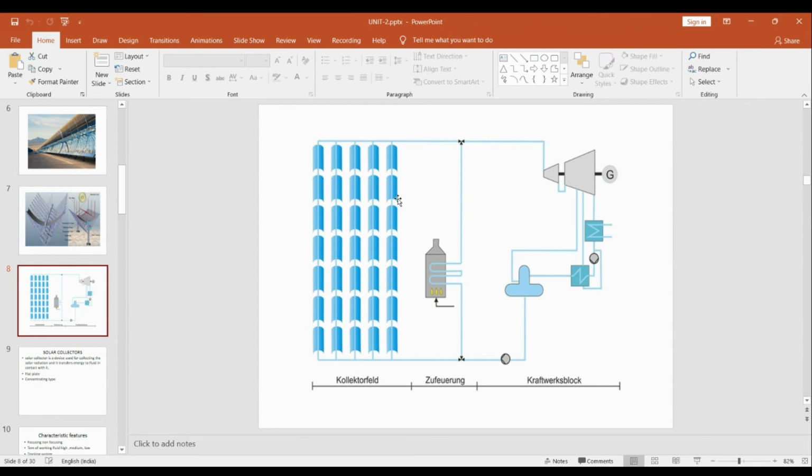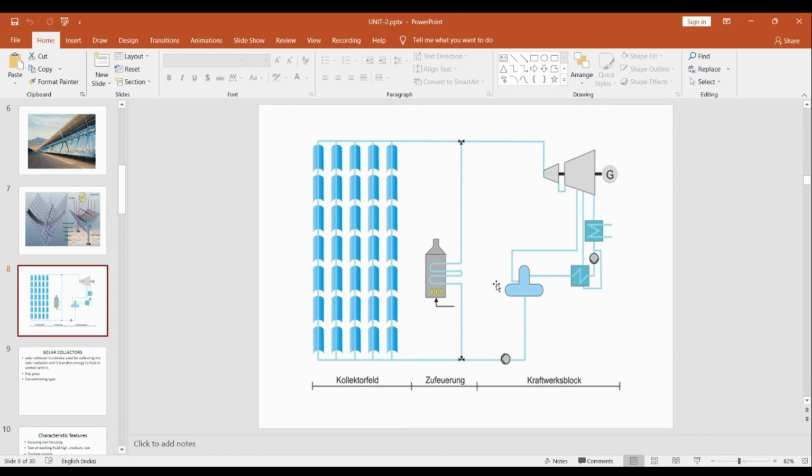So totally 35 trough collectors are there. A serious number of trough collectors are there. So this is the simple operation circuit diagram of this parabolic trough collector.